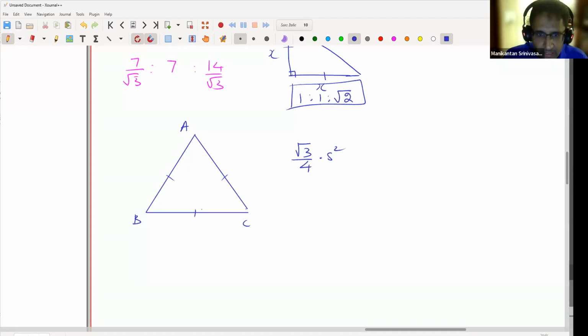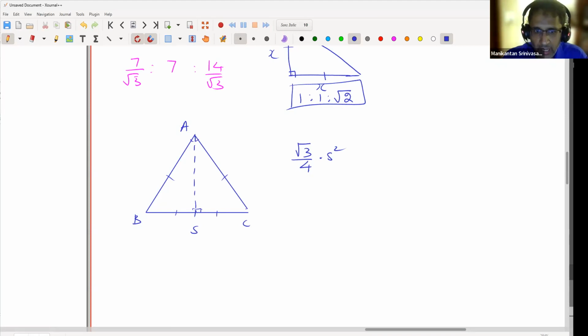Now, where is this coming from? Let's say this is the side. Now I can draw an altitude, which will also be the median, which will also be the angle bisector, which will also be the perpendicular bisector. So in an equilateral triangle, all of them will coincide, right? So this is perpendicular as well as bisecting, as well as these angles will be by symmetry the same, 30 degrees, 30 degrees, right? And it'll be the median, right?